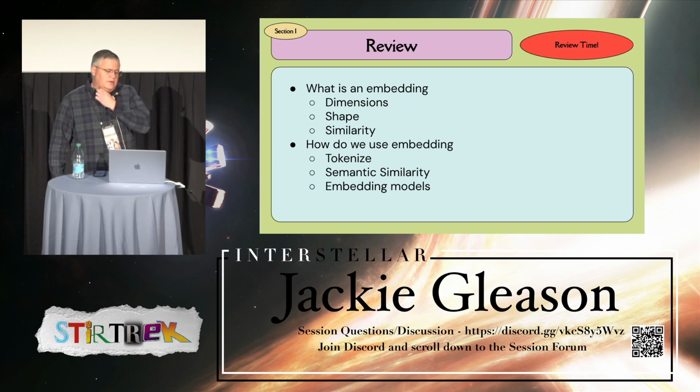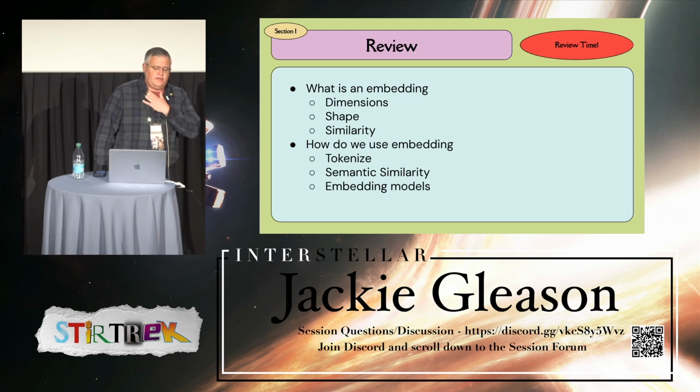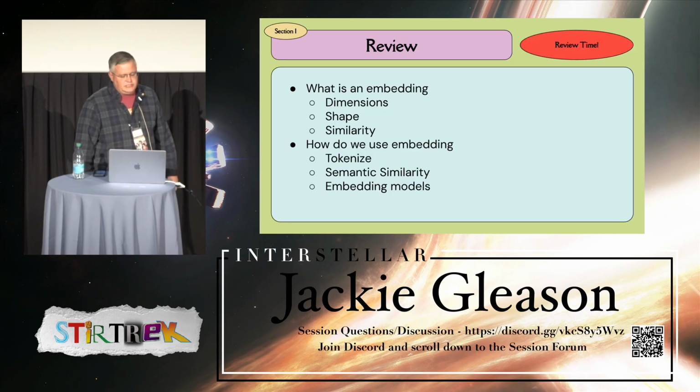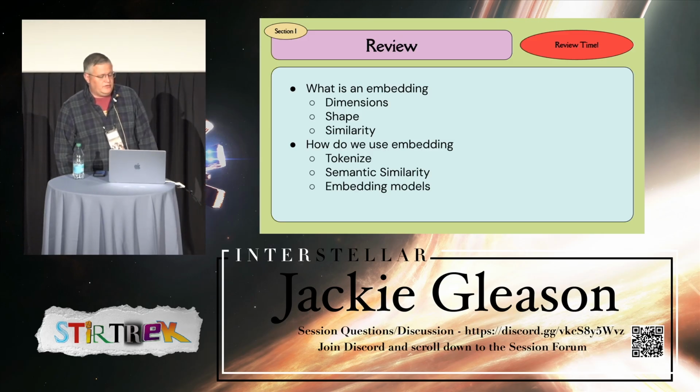So to review, we talked about what an embedding is. We talked a little bit about dimensions and shape and similarity, right? Dimensions are the different contexts that are available. Similarity is how similar it is. Shape is what the vector space looks like. So how do we use embeddings? We looked at how we tokenize things, how we use semantic similarity, and what embedding models are and how we use them.